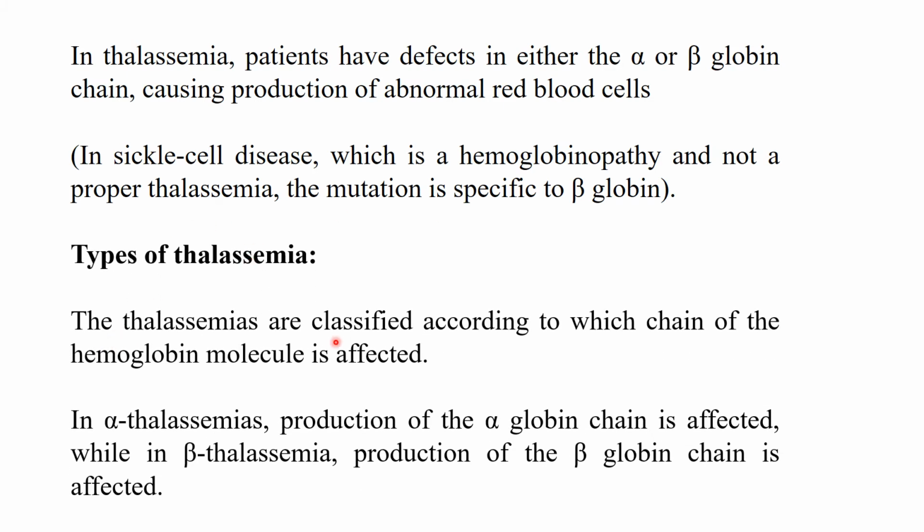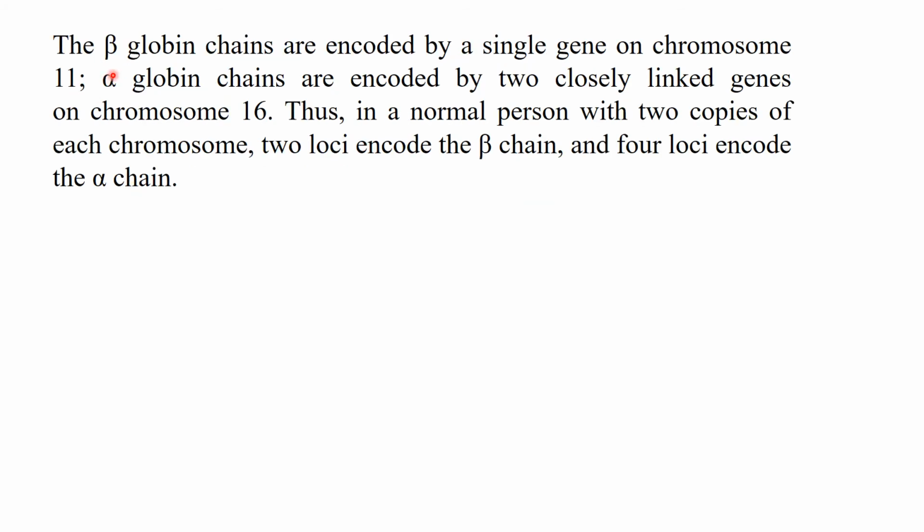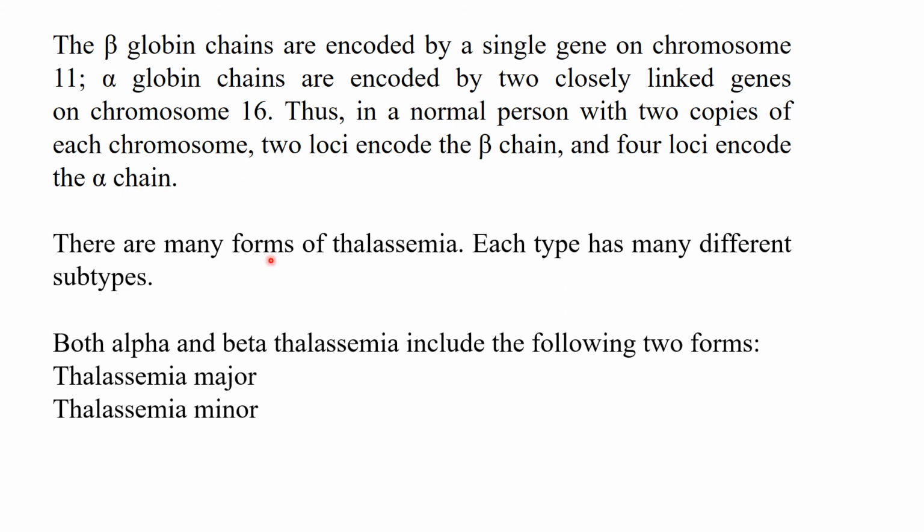Types of thalassemia. Thalassemias are classified according to which chain of the hemoglobin molecule is affected. In alpha thalassemia, production of the alpha globin chain is affected, while in beta thalassemia, production of the beta globin chain is affected. The beta globin chains are encoded by a single gene on chromosome 11. Alpha globin chains are encoded by 2 closely linked genes on chromosome 16. Thus, in a normal person with 2 copies of each chromosome, 2 loci encode the beta chain and 4 loci encode the alpha chains.